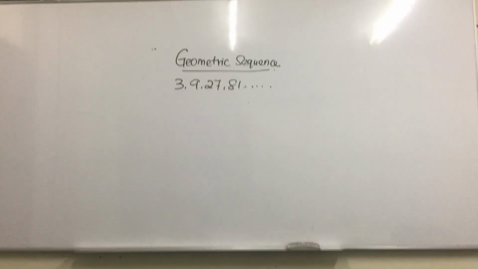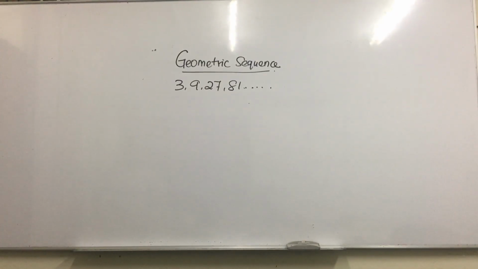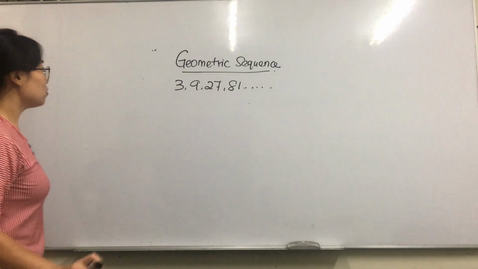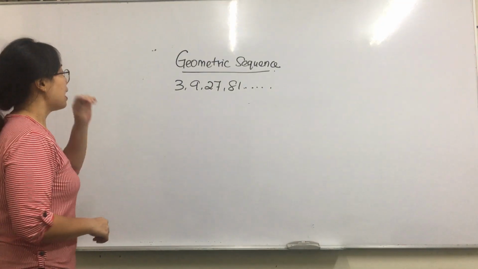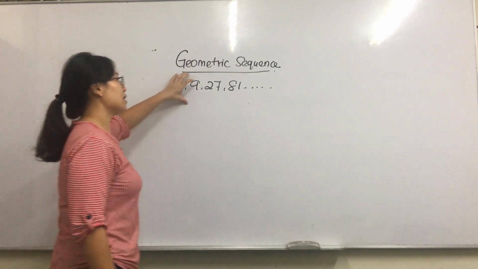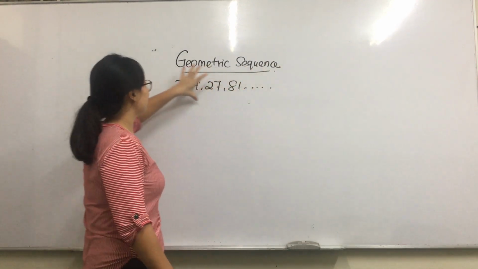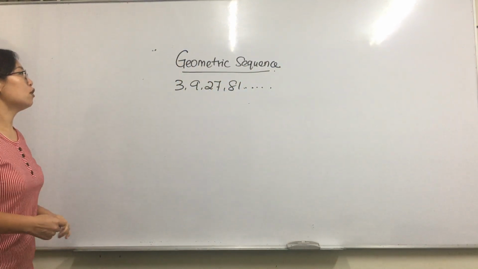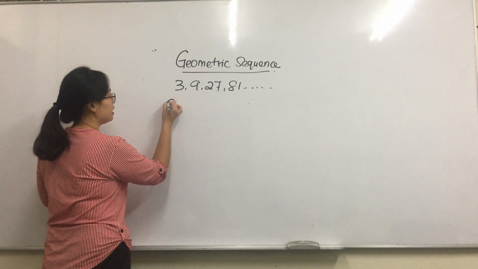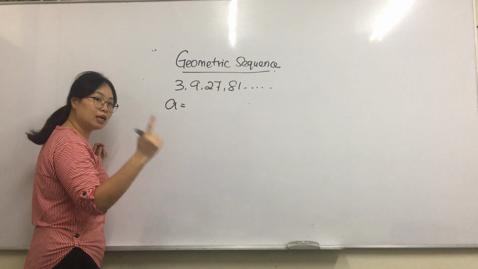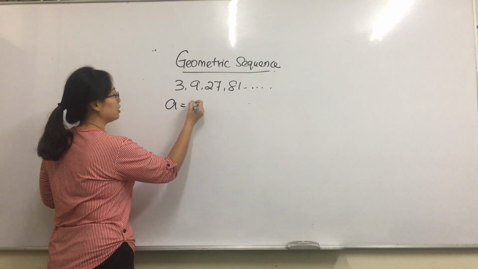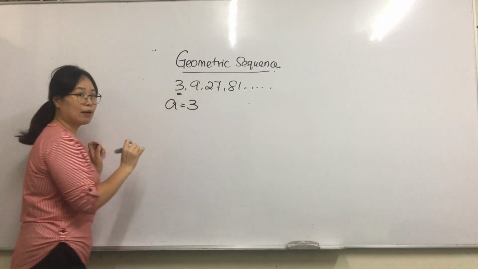Okay, class, now we go to geometric sequence. I would like to show you the difference between geometric sequence and arithmetic sequence. Now you look at here, this is one sequence, and this is another sequence. First of all, you have to identify the A. The A is actually your first term, term ke pertama. So your A is actually your 3, am I right?